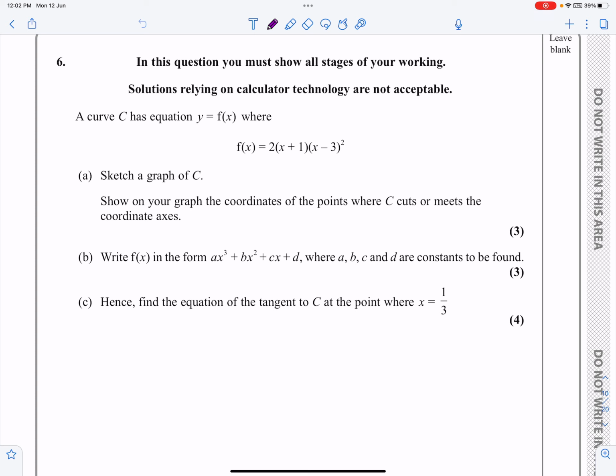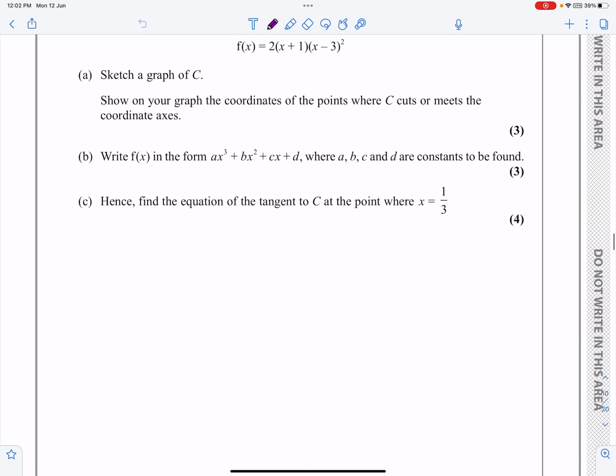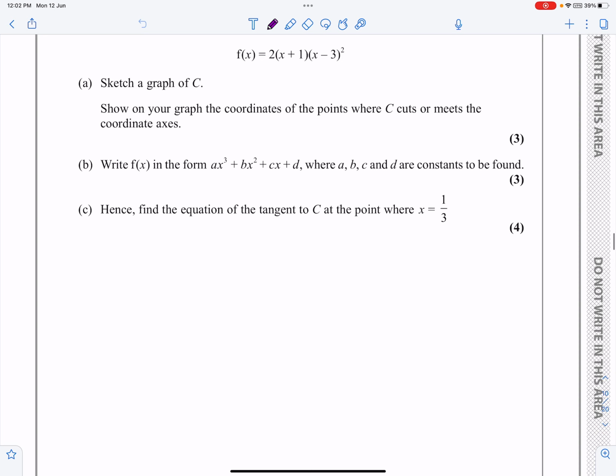So read through it. It says we've got the curve C with this cubic function here. Sketch a graph of C and show on your graph where it cuts or meets the coordinate axes. Right, okay, that's pretty straightforward to do because of the information they've given us. So if I talk it through first of all, and then we'll draw the graph out.